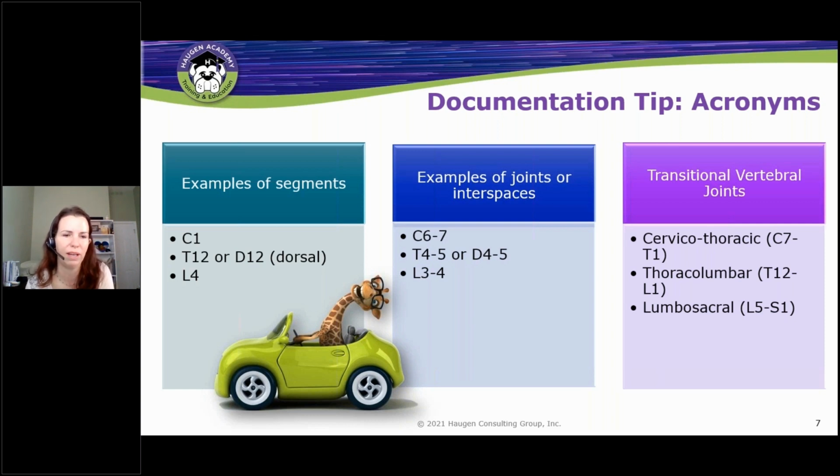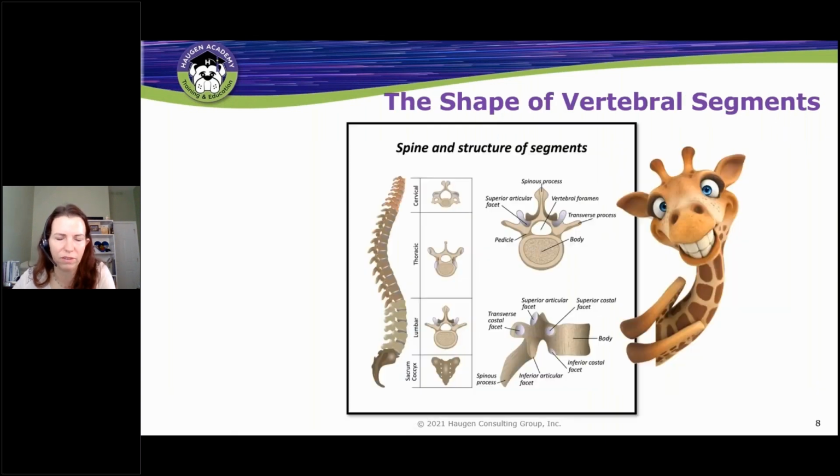And then PCS body parts has different body parts for the transitional joints. So this is just really good. This is how we'll be talking about these as we go. So C1, C2, T12, L4, etc. Just knowing that means cervical, thoracic, or lumbar.